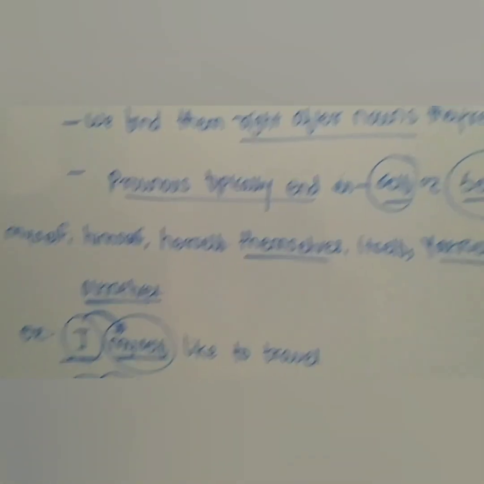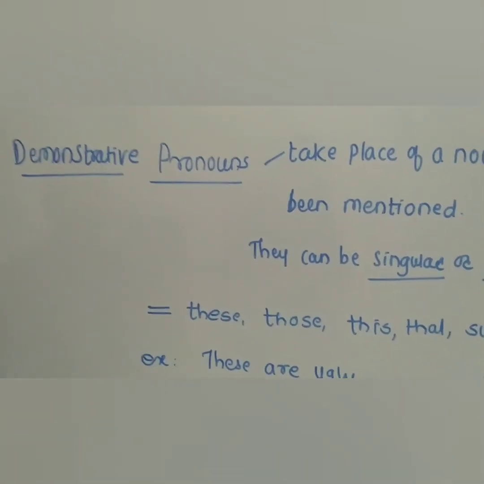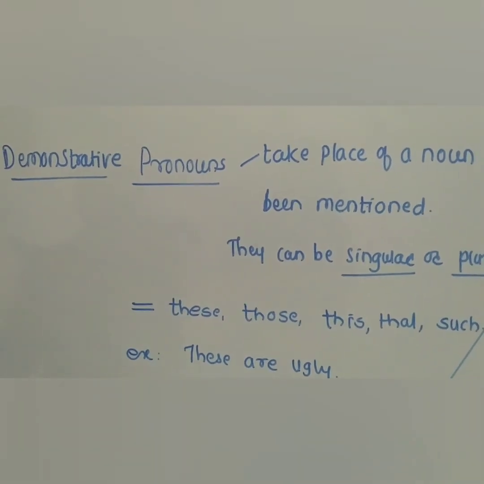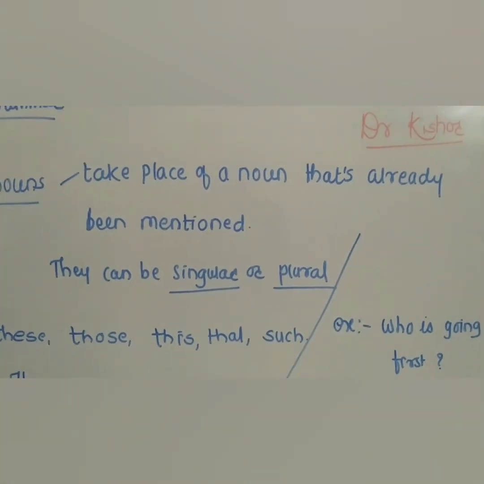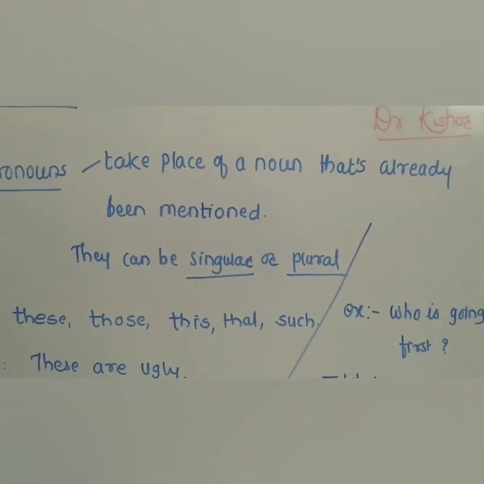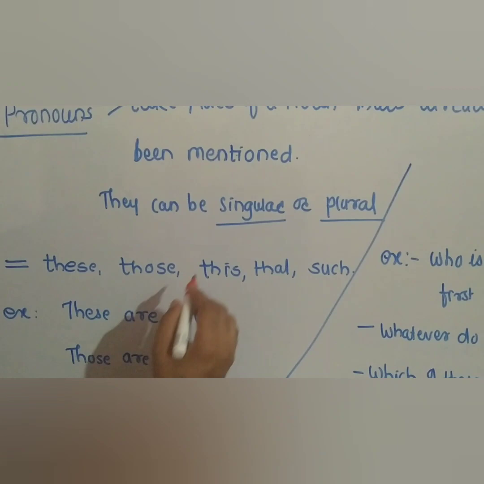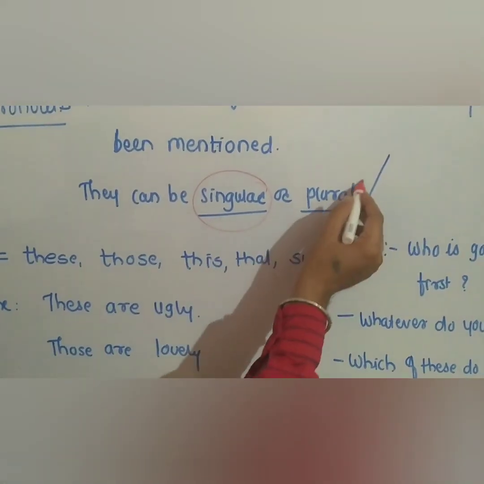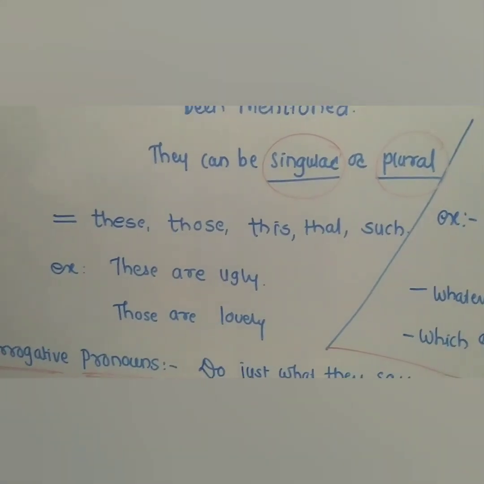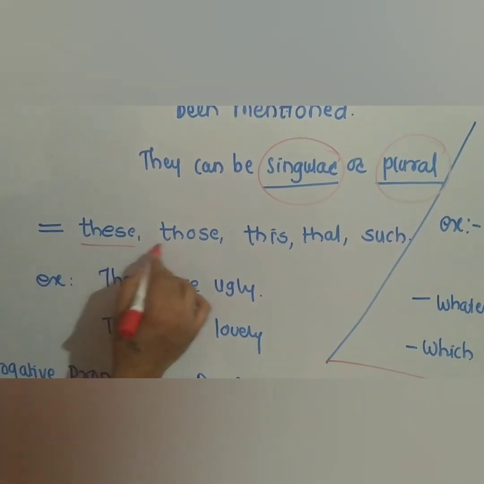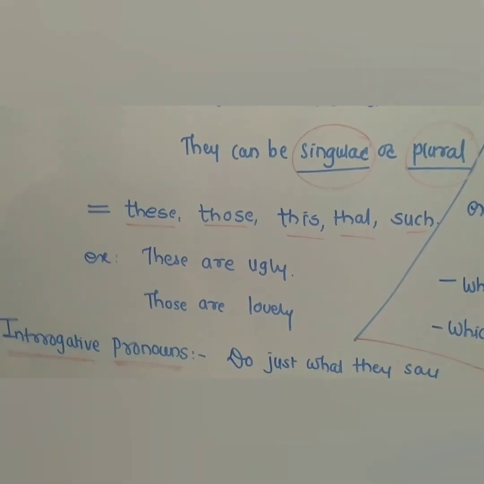Now, the next type of pronoun is demonstrative pronouns. The demonstrative pronouns take the place of a noun that is already mentioned in the sentence. These types of pronouns can be singular or plural in the sentence. The list of demonstrative pronouns is: this, these, those, that, and such. They are the demonstrative pronouns.